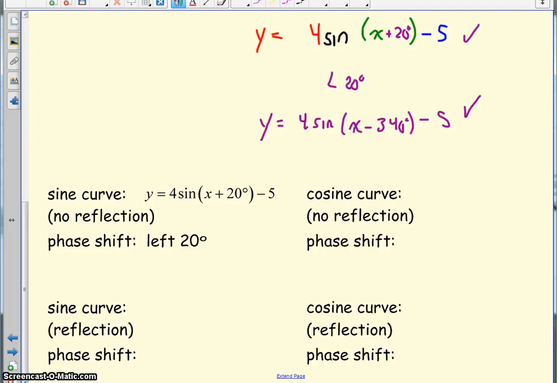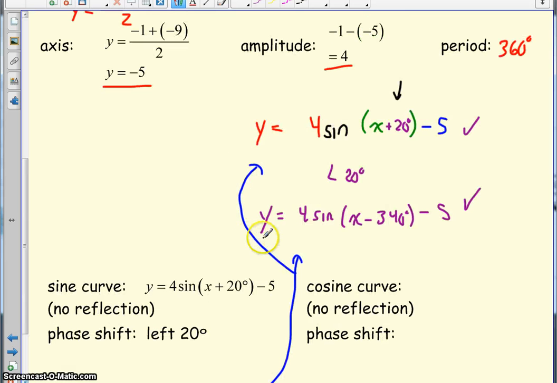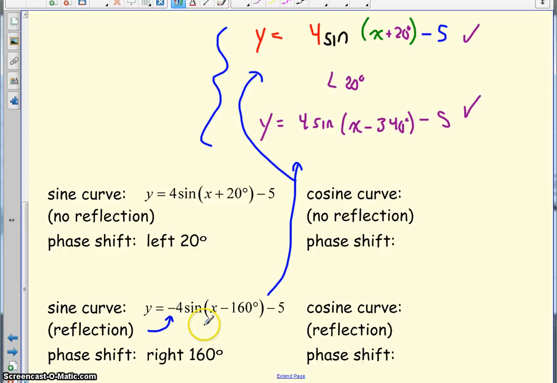So in that case, if we know our phase shift is right 160 degrees, the only thing that changes, you notice that the amplitude is still the same. The amplitude is still 4. The axis doesn't change. All that's changed is now my phase shift is different, so it's right 160 degrees. And now, because this had a reflection built in, I have to make sure that I have a negative attached to that a value. Okay, and again, this graph will also look identical to the two we've already created. Okay, so now we've created two sine graphs that were not reflected, one sine graph that is reflected.